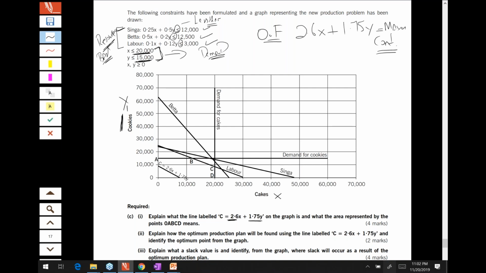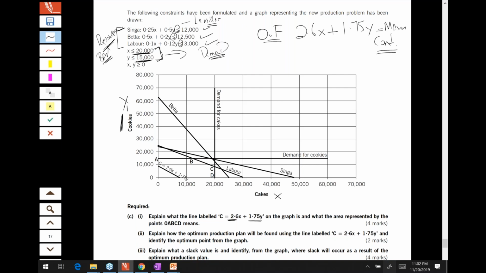Demand based means the market has restricted your demand. For example, the market says that you cannot sell more than 20,000 or 15,000. This is a demand based limiting factor. And what is a resource based limiting factor? It is very simple: the hours available or the kgs available are restricted to a certain amount.